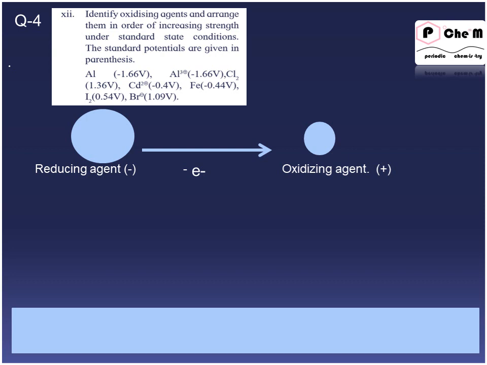Sometimes the oxidizing agent and reducing agent will have no charge. In that case, we need to determine whether it will undergo an oxidation reaction or a reduction reaction, and that will decide whether that reagent is an oxidizing agent or a reducing agent. Let's solve this example and see what it is actually. So it's clear that when the positive charge increases, the strength of the oxidizing agent is going to increase.